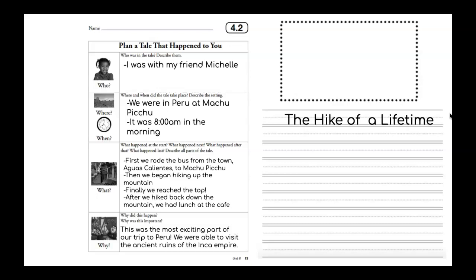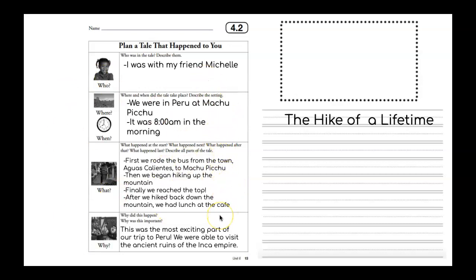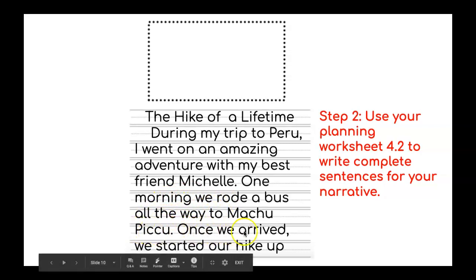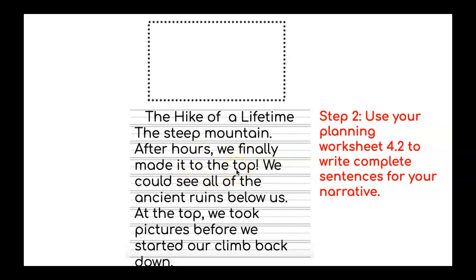So now let me show you how I took each part and changed all of this into complete sentences, because these aren't complete sentences. These are just my ideas. This is just my planning. Again, starting with my title, The Hike of a Lifetime, I wrote, during my trip to Peru, I went on an amazing adventure with my best friend Michelle. One morning, we rode a bus all the way to Machu Picchu. Once we arrived, we started our hike up the steep mountain. After hours, we finally made it to the top. We could see all of the ancient ruins below us.